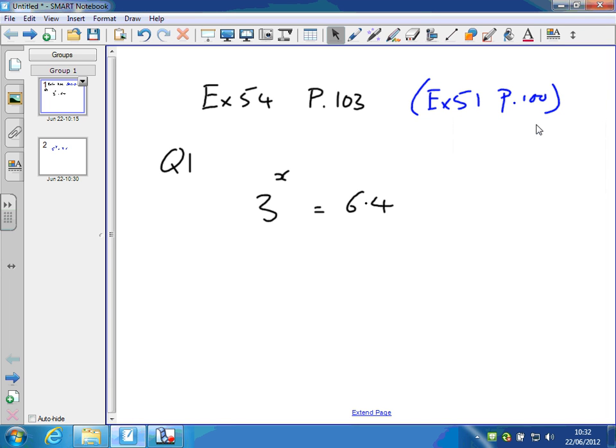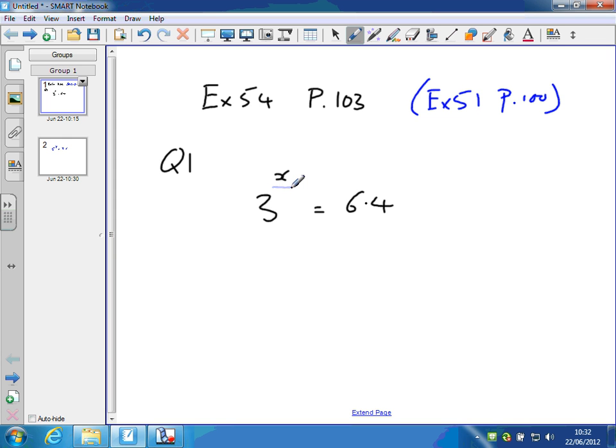Exercise 54, page 103, question number one, solving this indicial equation. I know it's an indicial equation because x, the thing I'm after, is in the power. And the way to solve these is to use the laws of logarithms.